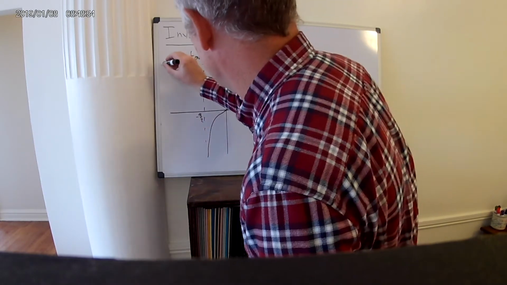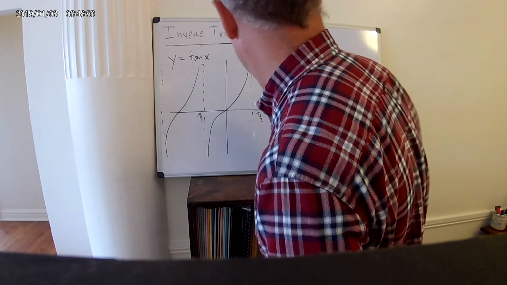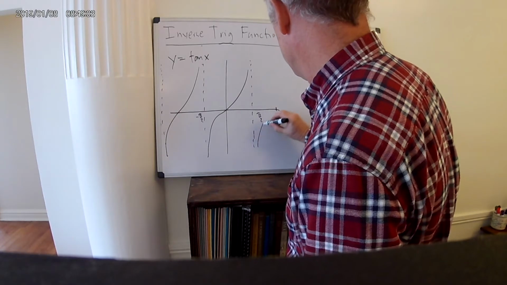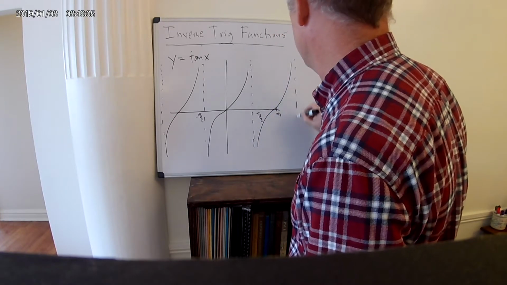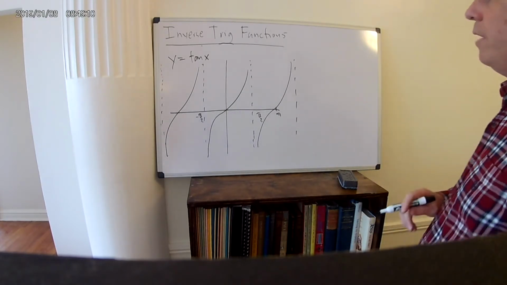And then it repeats. There's another vertical asymptote here. And it goes like this. And it goes like, this is pi. It goes like this, and so on. That's tangent of x. Okay? Let's take a look at that. I might have blocked your view there.